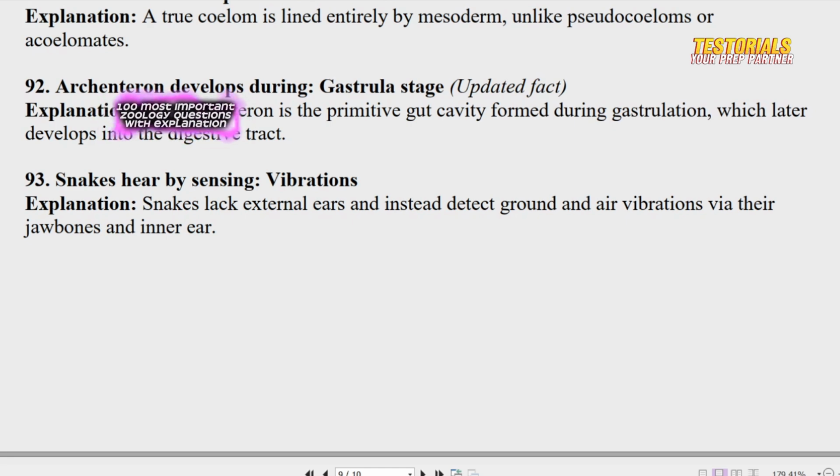92. Archenteron develops during gastrula stage, updated fact. Explanation: The archenteron is a primitive gut cavity formed during gastrulation, which later develops into the digestive tract.